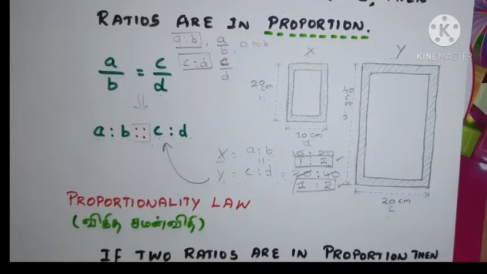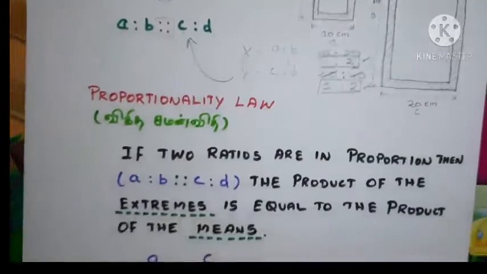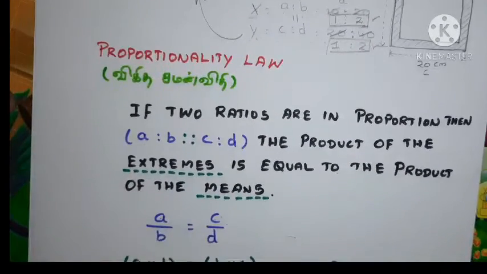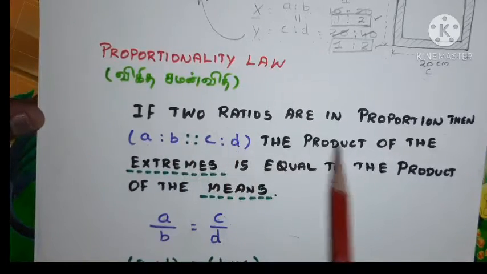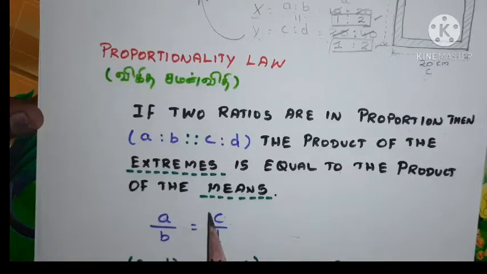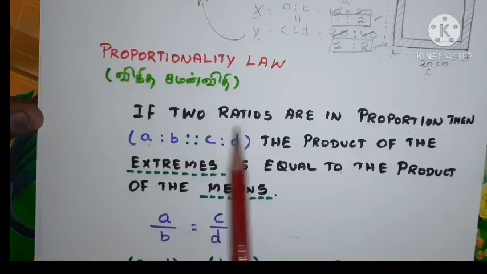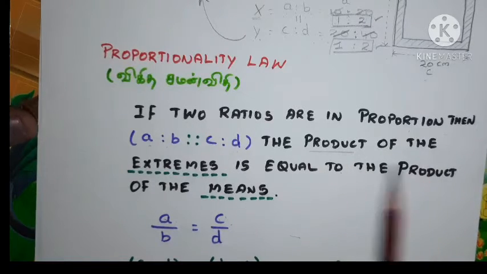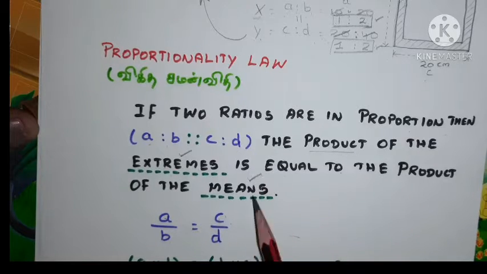Now we are going to see about proportionality law, right? Proportionality law is one of the important properties of the proportion. So what the proportionality law states is, if two ratios are in proportion, like as we said, A is to B proportion C is to D, if these two ratios are in proportion, then the product of the extremes is equal to the product of the means. This is what exactly this proportionality law states.